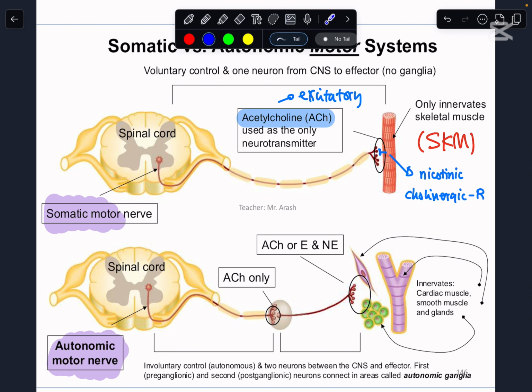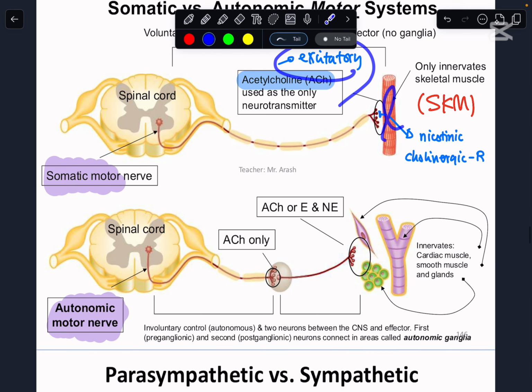That acetylcholine in the somatic nervous system acts as an excitatory neurotransmitter, and it binds to nicotinic cholinergic receptors on the skeletal muscles. That's basically how it works, and it excites these muscles. It's excitatory. It causes muscle contraction, right?